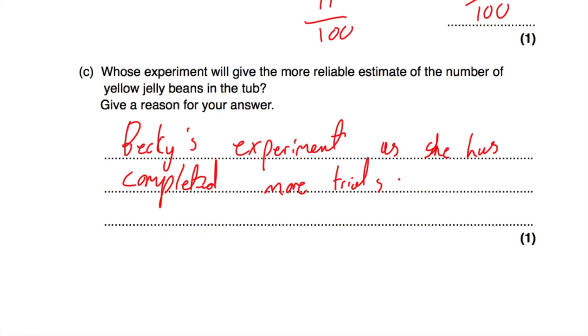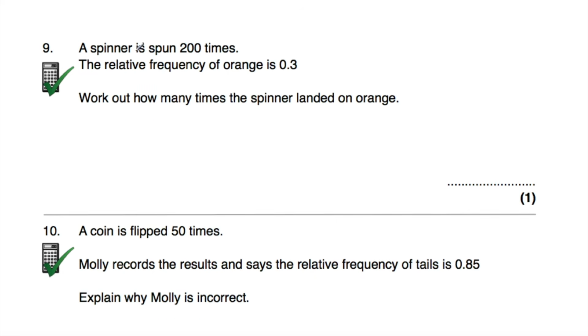Okay, let's have a look at our next question. So question number 9 says, a spinner is spun 200 times and the relative frequency of an orange is 0.3. So there must be an orange section on the spinner. And the question says, how many times has the spinner landed on orange?